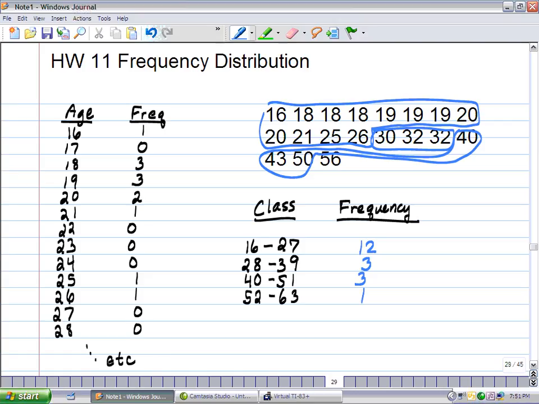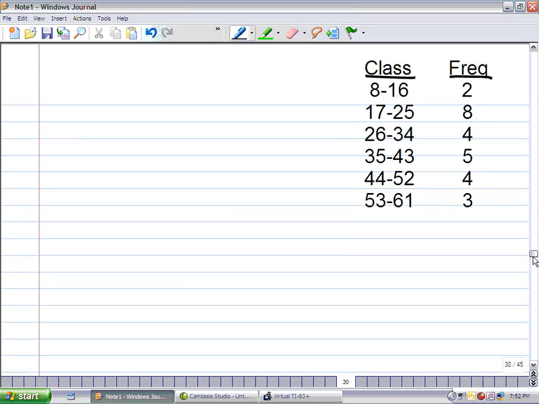Now, what if we were given, instead of the raw data, the actual values, the distribution instead, and I want to find out several things regarding that? So let's look at another example. Suppose I was given this data here. I've been given 6 classes and the frequency of each class. And we want to find some things out about this.